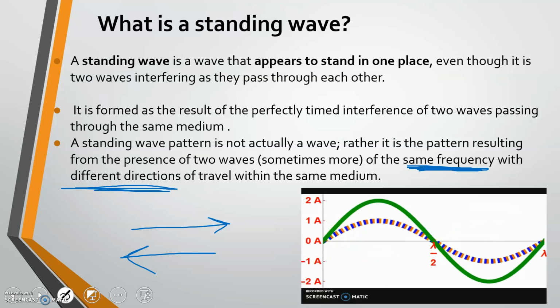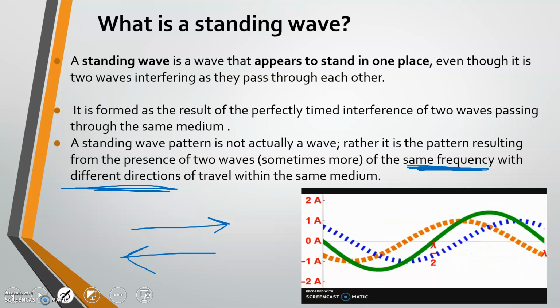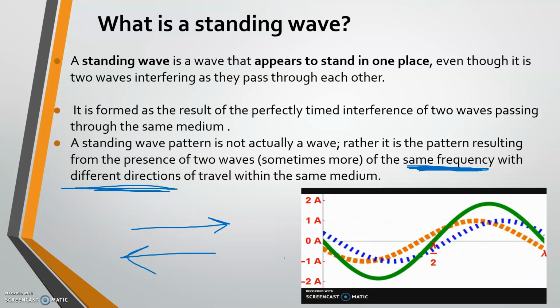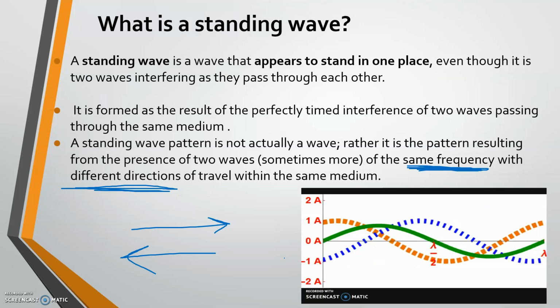So in our animation here, it looks like our orange wave is traveling to the right, our blue wave is traveling to the left. They have identical frequencies, which is how they are able to create that green standing wave, where the wave literally appears to just be standing still.